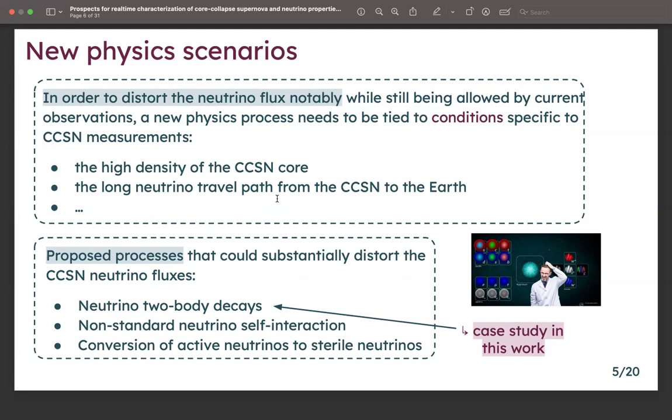So new physics should be tied to the conditions that are specific to the CCSN measurements, such as the high density in the core or the long travel between the supernova site and the Earth, among others. And there have been some theories proposed that could substantially distort the neutrino fluxes coming from the supernovae without contradicting anything else. And one of these processes is that of neutrino two-body decays, which is a case study that we will use in this work. So I will come back to this again.